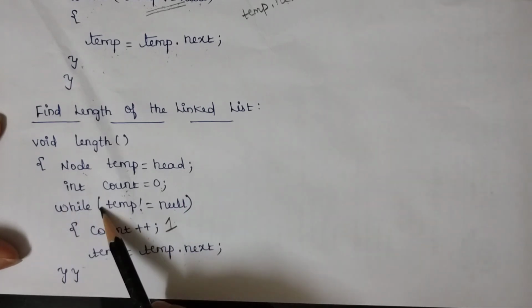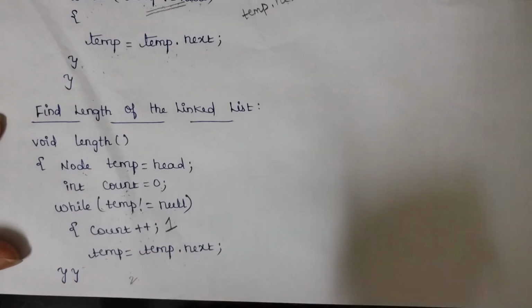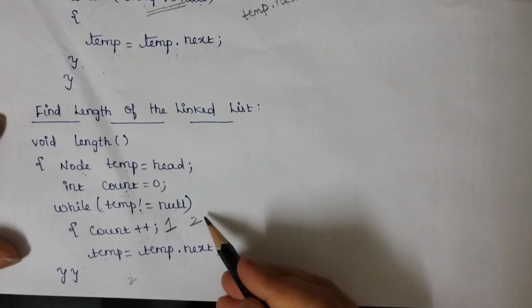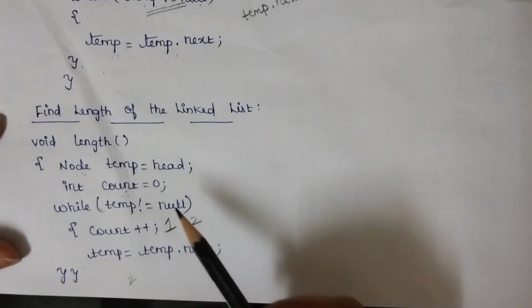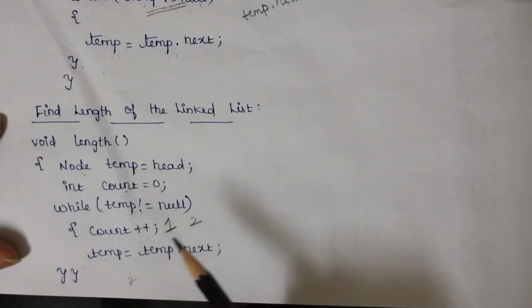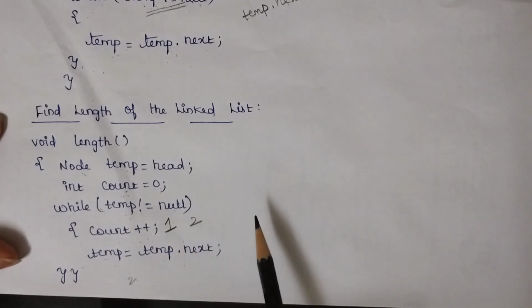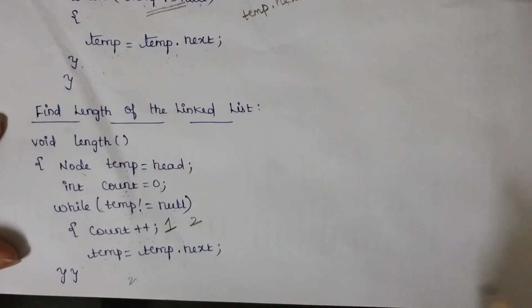Again, it comes to this while loop. It checks the condition temp is not equal to null. Then again it executes count plus plus. Now my count value gets incremented to 2. Then the next statement, again you are moving your temp to the next node. So this is how you are going to traverse. While traversing, you are also counting how many nodes you have traversed. That is what is actually happening here. Based on that, you found the number of nodes, that is the length of the linked list.